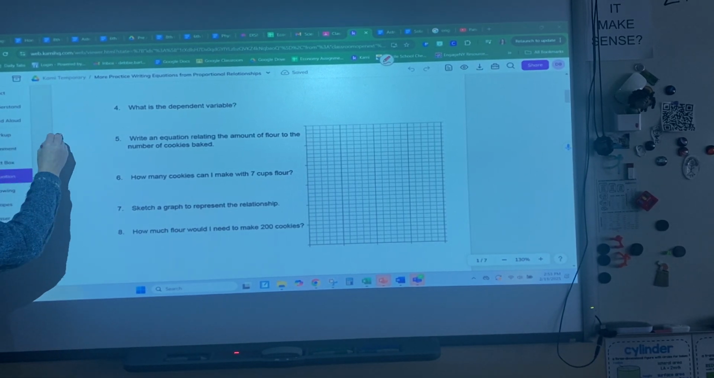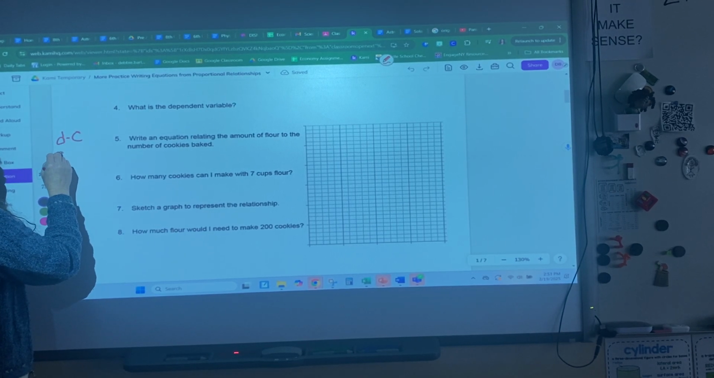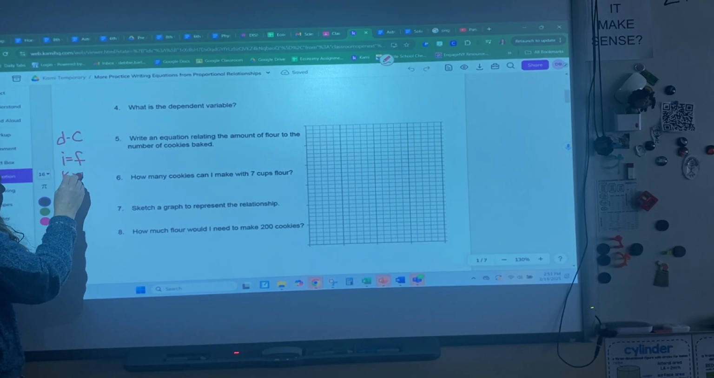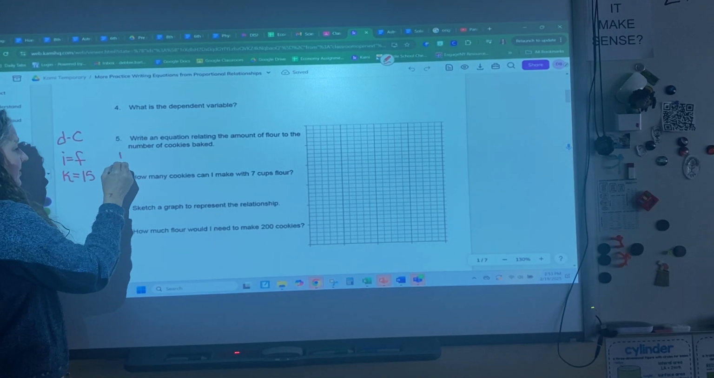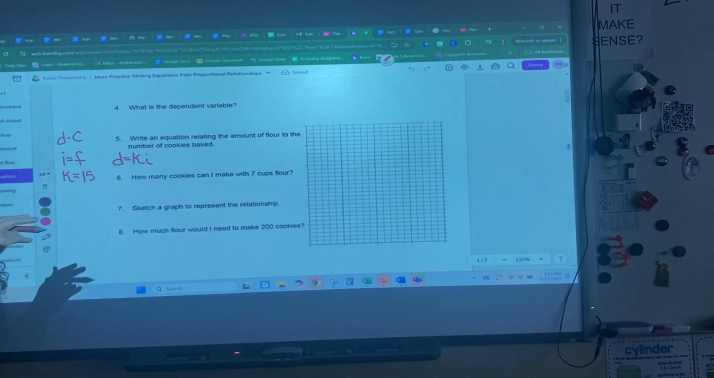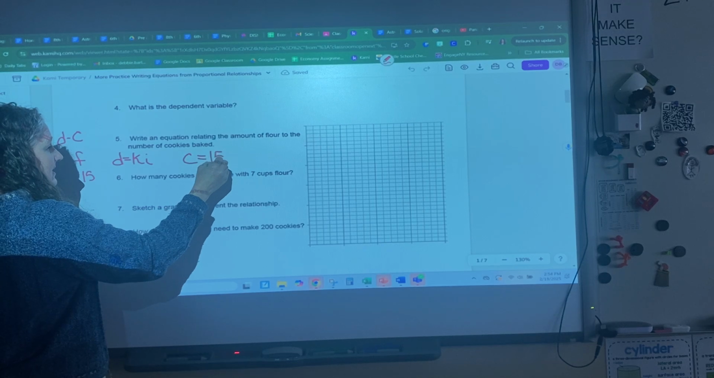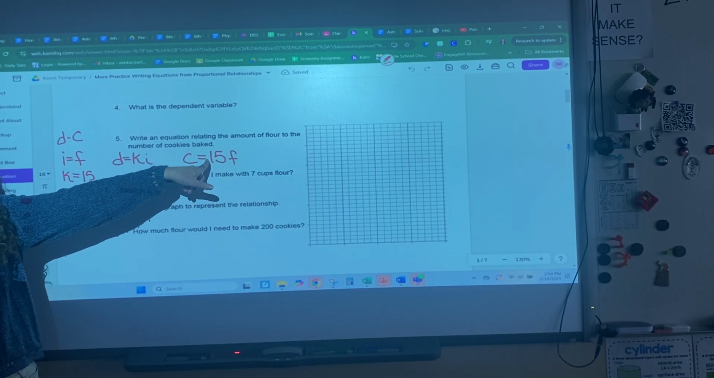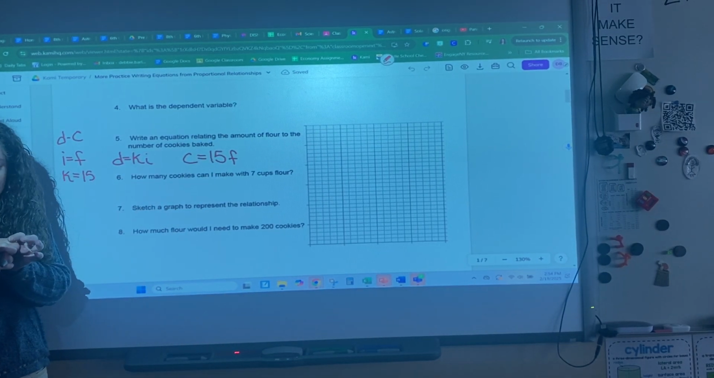Okay, what's our dependent variable? Cookies. Independent is flour. And constant of proportionality is 15. So they're always going to go to this format. The dependent variable is going to be the constant of proportionality times the independent variable. Always. So, how many cookies can I make? 15 times the amount of flour that I have. If I have a half a cup of flour, how many cookies can I make? 7.5 cookies. So basically, 7 cookies and 1 little cookie that's a half of a cookie.